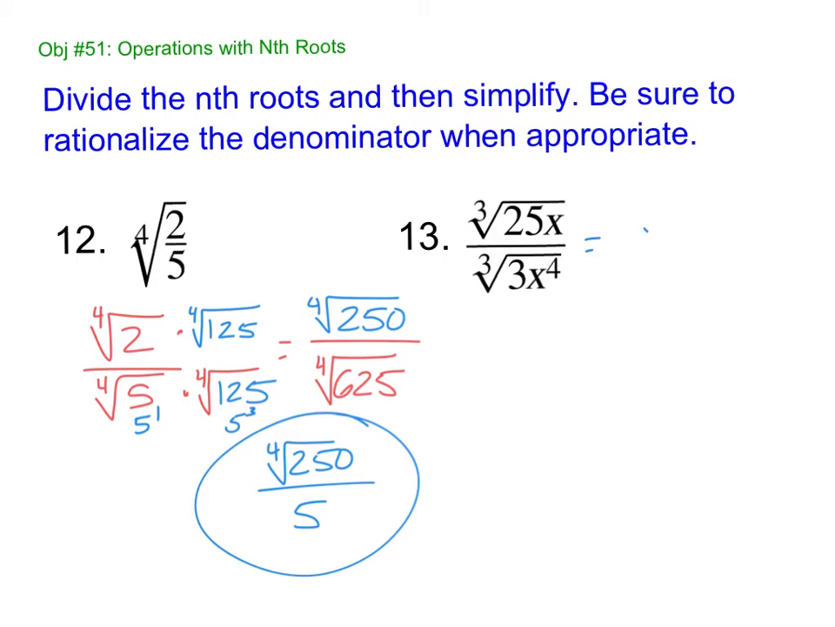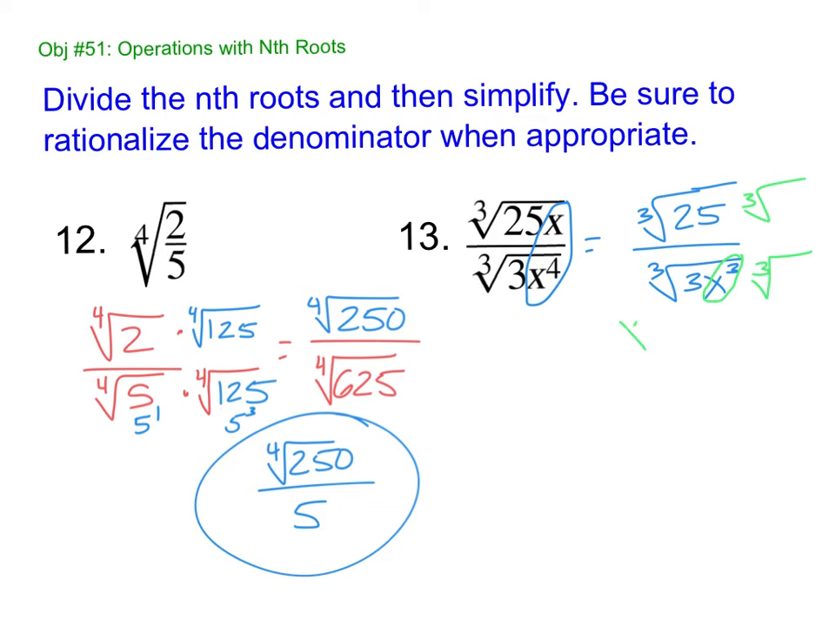We have the cubed root of 25 over the cubed root of 3x cubed, right? So I just simplified the x and the x to the fourth. That does give you -3, but I just put it on the bottom. So what are we going to multiply by to get rid of the root on the bottom? So cubed root, cubed root. Now, since this is a 3, that's nice. That x is going to come outside. So we just have to worry about the 3.